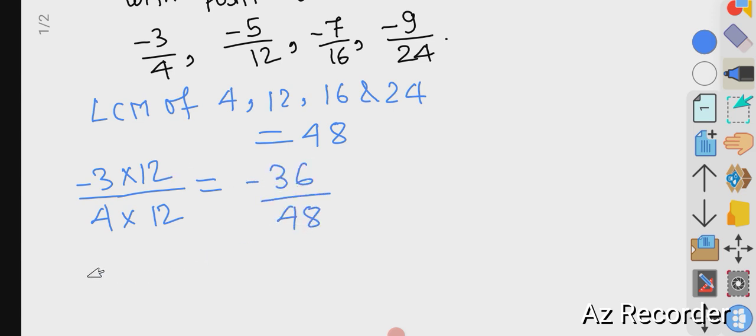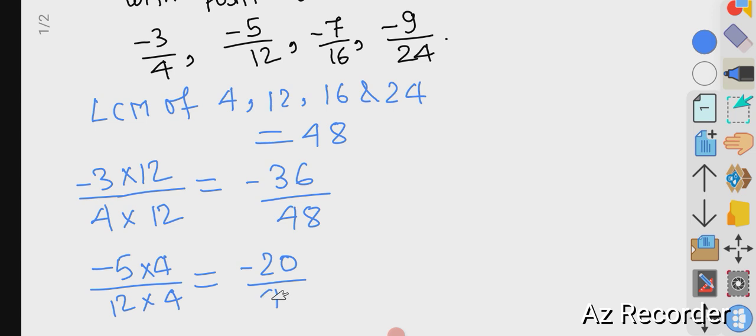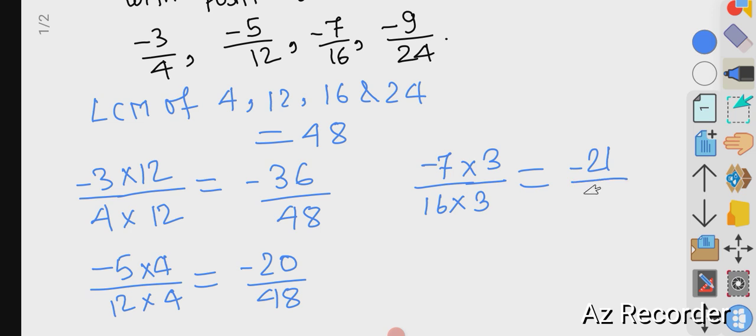The next number we have is minus 5 upon 12. So what do we want in the denominator? 48. So we will multiply 4 here and here also. So minus 20 upon 48. Next number we have is minus 7 upon 16. So what will we multiply in the denominator? We will multiply 3 here and 3 here. So we got minus 21 upon 48.